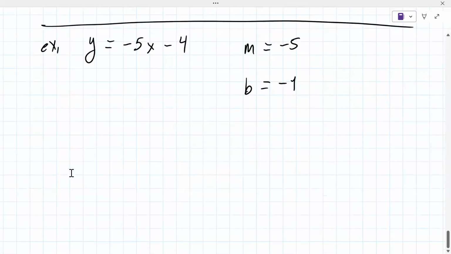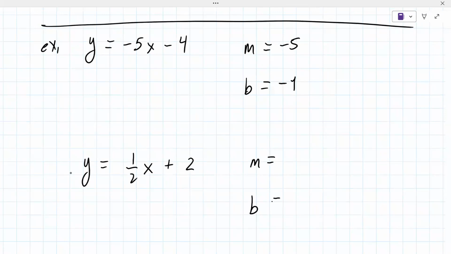All right, so let's look at another example. Let's say y equals 1/2 x plus 2. What do you think the slope is in this case?